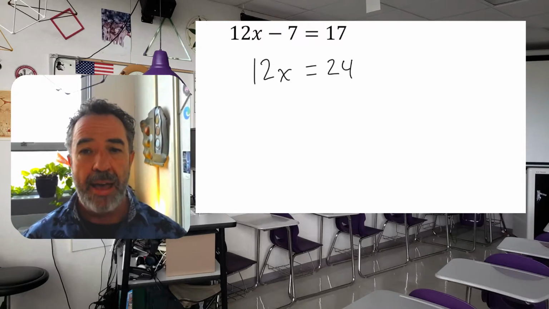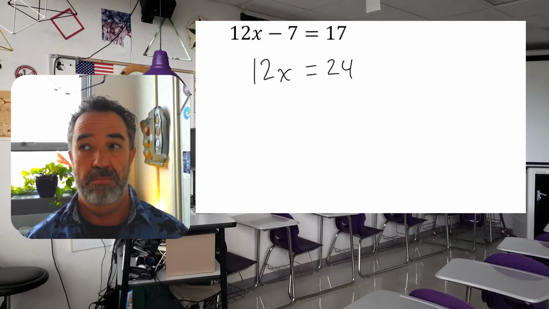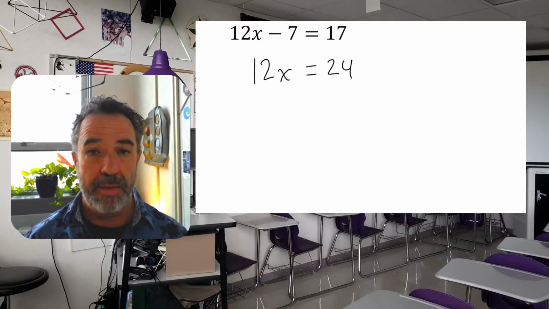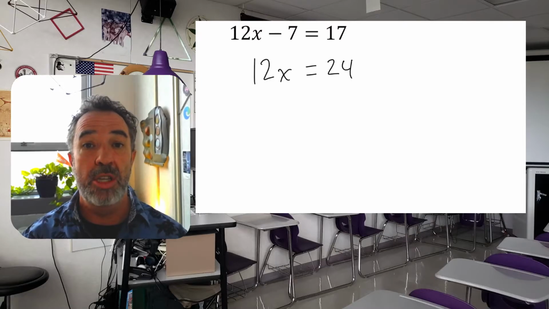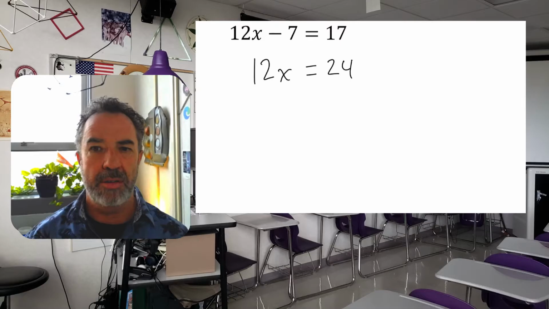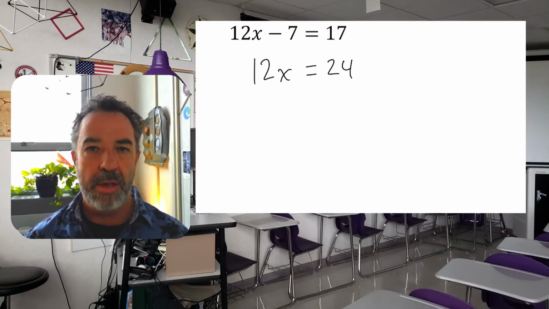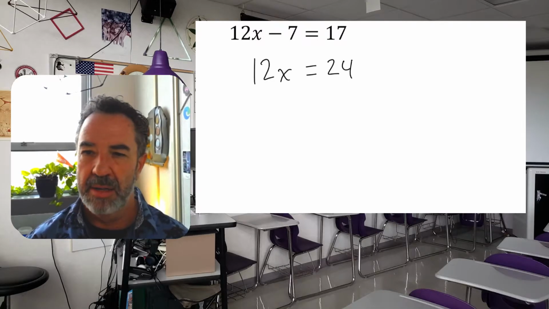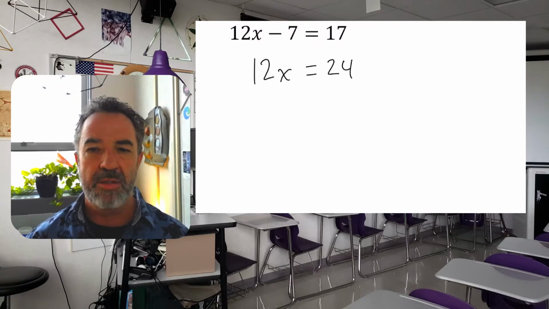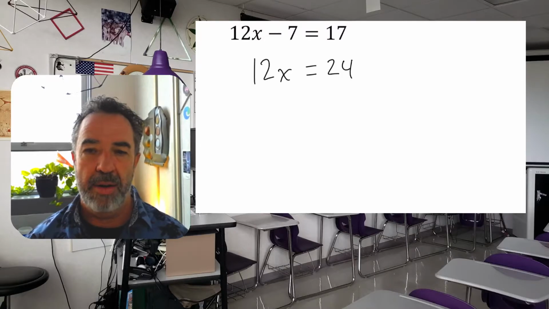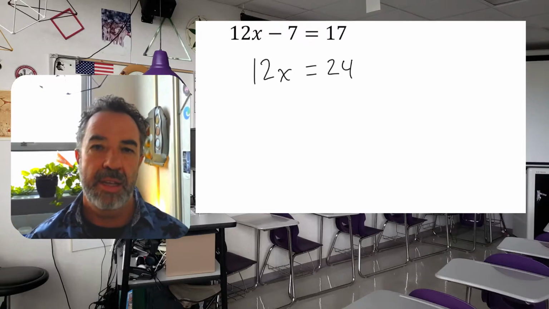Well, on the left, I added 7 because I had a 12x minus 7 plus 7. It leaves me with just 12x. On the right, I added 7 also. So on both sides, I added 7, right? Addition property of equality. If you have equal things, you can add the same thing to both sides. 17 plus 7 is 24. That's where I'm at right now, right? What I had has become this. This is equivalent to 12x equals 24.